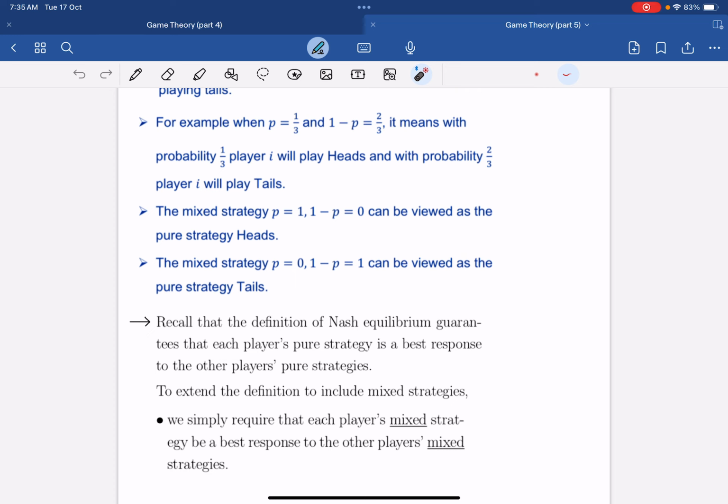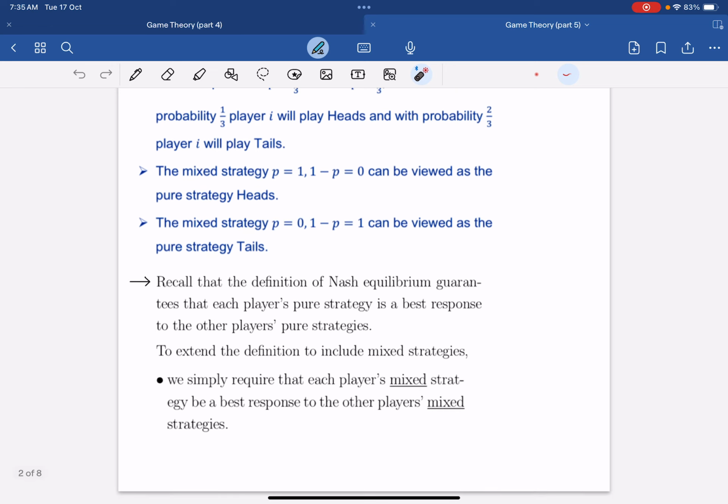So some things to note is that if the mixed strategy is like probability 1 to be heads and 0 to be tails, then it can be viewed as the pure strategy. So a pure strategy is in turn like a mixed strategy, with probability 1 and 0. So if you remember the definition of the Nash equilibrium, it is the best response to each other's pure strategy. And so we can extend this definition to mixed strategy, and it is just basically saying your mixed strategy is the best response to the opponent's mixed strategy.